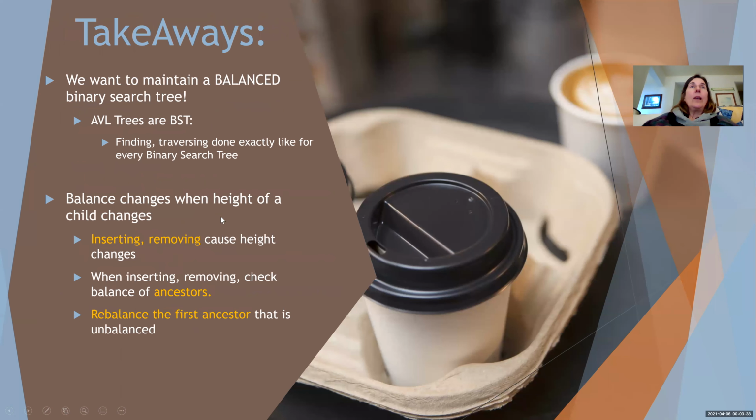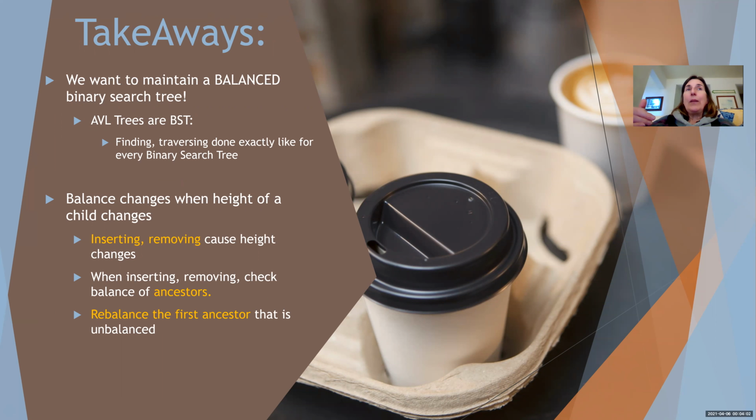Okay. So takeaways, we want to maintain a balanced binary search tree. AVL trees are binary search trees. They're just balanced binary search trees. So that means an AVL tree, when you're doing find, you do it exactly the way we did it with a binary search tree. When we do our traversals, the pre, in, and post order traversals, we do them just like we did a binary search tree.